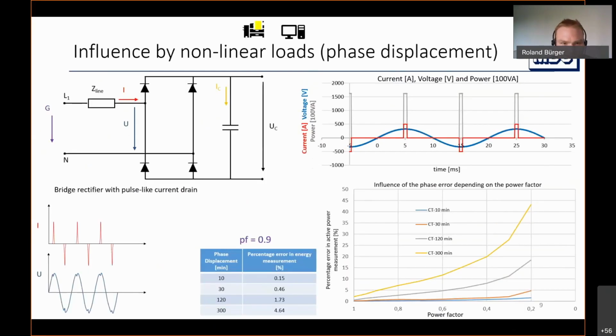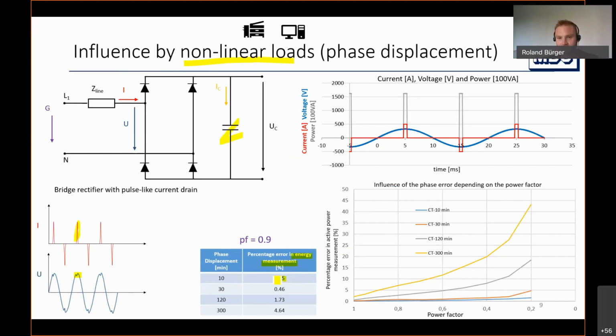And in the end, we have nonlinear loads on the customer side, and in most cases they have bridge rectifiers, and their pulse peaks are taken from the grid because of the capacitance, and you can always see a voltage drop in the peaks of the grid voltage. And if you take something like this and you are calculating the percentage error in energy measurement, you can see this non-sinusoidal waveform is increasing the percentage error in energy measurement as well.